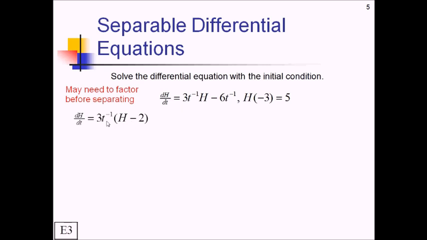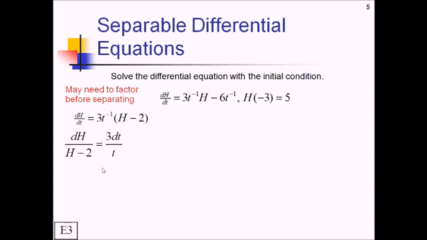So doing a little separation now, we'll divide both sides by h minus 2, that whole thing, to get it under the dh. And then the dt will come up to be here with the 3t to the negative 1, which we could call 3 over t if we wanted to at this point. It doesn't really matter one way or another. All right, pause the video and see if you can finish this one off.